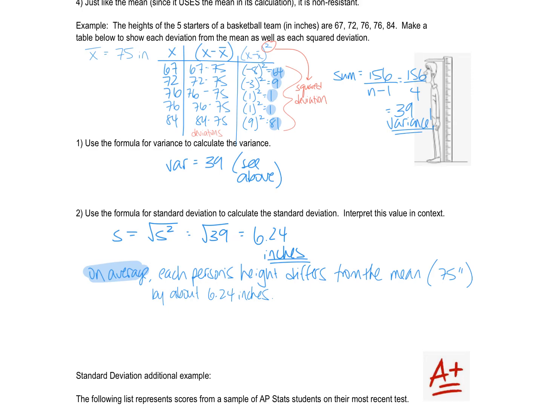Also, not every single basketball player is exactly 6.24 inches away from 75. What we did is we took all the distances from the mean, we squared them, and then we did a weird formula, and that measures the standard deviation. So on average, each person's height differs from the mean by about 6.24 inches. That's how we interpret the standard deviation. That's the most important part of this section.